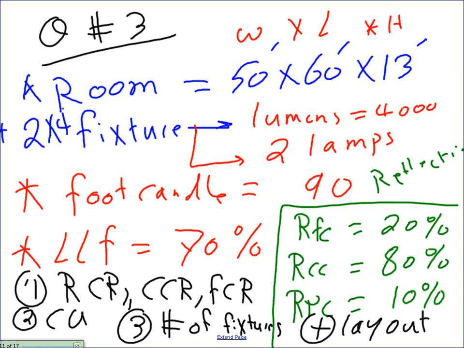Any question, guys, about these things in green? Why do I need this? We're going to use a table right now to find the coefficient of utilization. What do I need you to do? Find the ratios, the 3 of them, find the coefficient of utilization, the number of fixtures you need in this room, and lay out these fixtures for me.